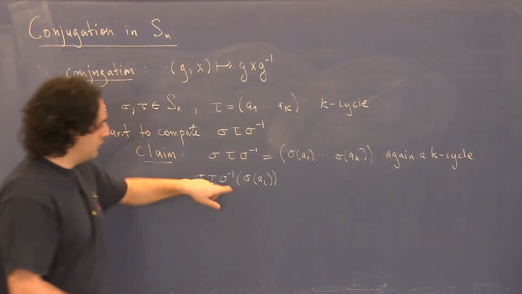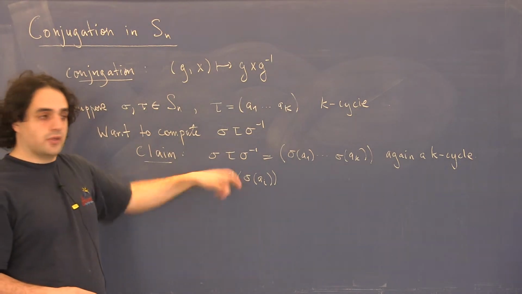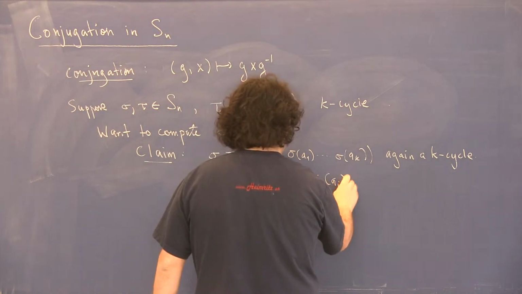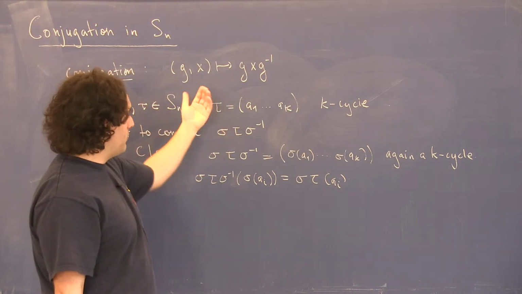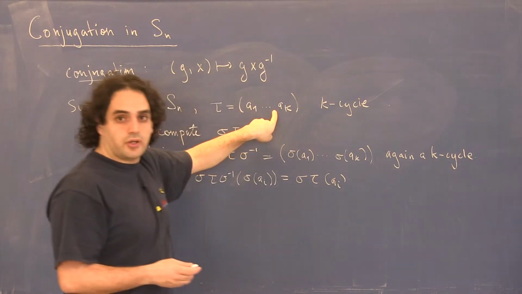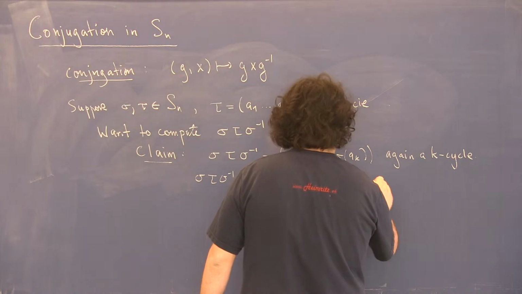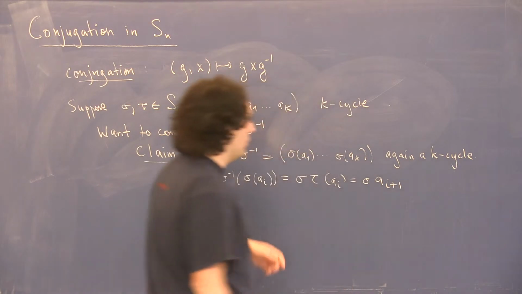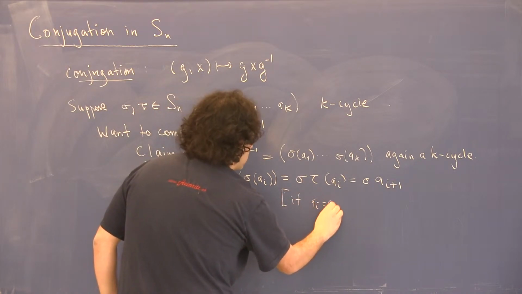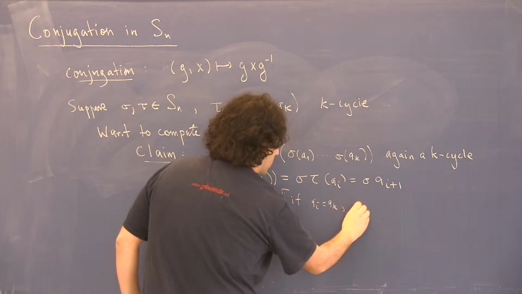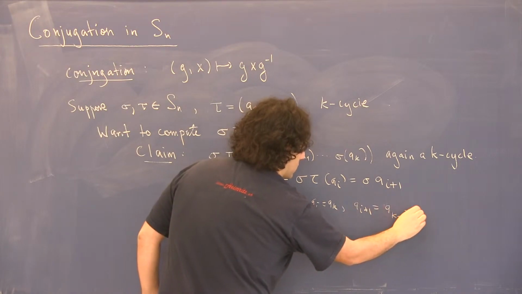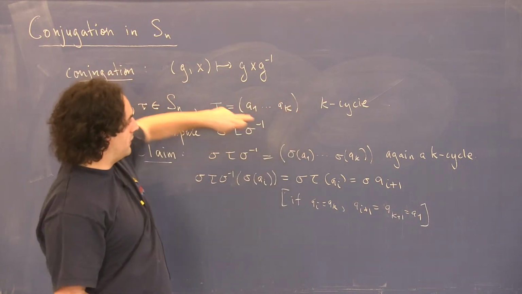And so then what is this? Well, conveniently we have here the sigma and the sigma inverse, so these are going to cancel out. And so this is sigma tau of ai. But now, by the definition of what cycle notation is, tau of ai is just the next one that appears in the cycle. So this is simply sigma of ai plus 1, where we understand that if ai were equal to ak, then we put ak plus 1 equals a1. That's what this parenthesis here is saying, that the next one is this one.